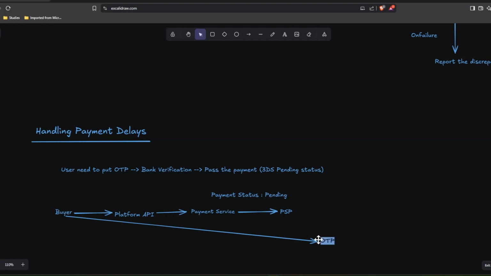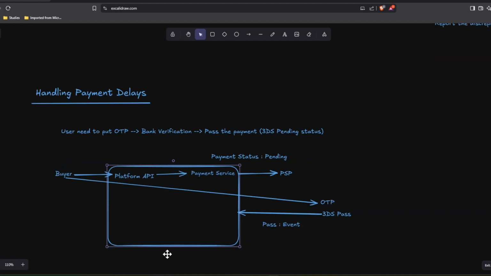So once this verification passes, that is known as 3DS pass. When this 3DS pass happens, our payment service provider will emit a pass event, and our payment service or our platform service needs to listen to that. Once this 3DS pass event goes there, our system will mark the status from pending to passed.